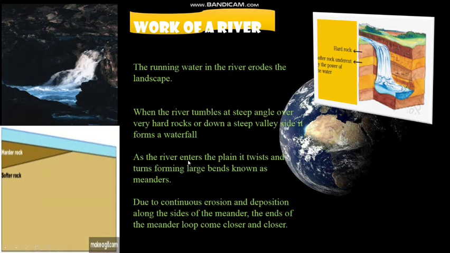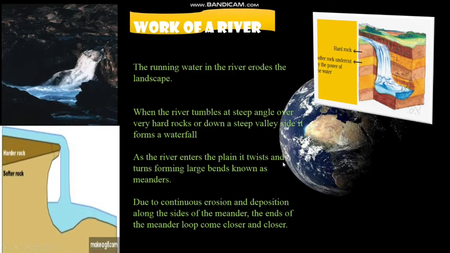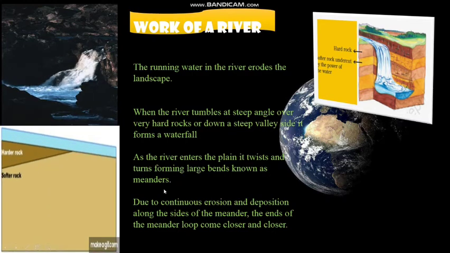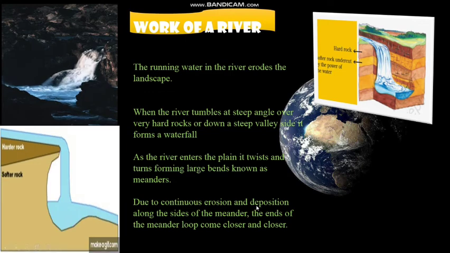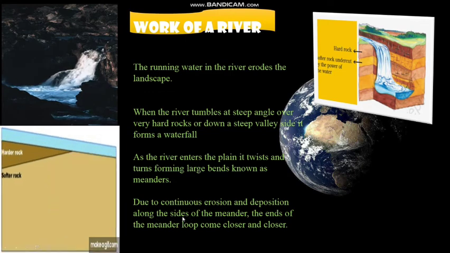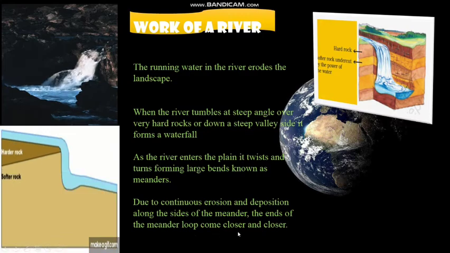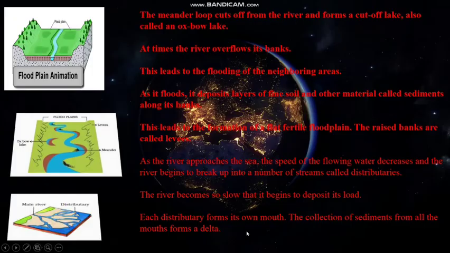a waterfall. As the river enters the plain, it twists and turns, forming large bends known as meanders. Due to continuous erosion and deposition along the sides of the meander, the ends of the meander loop come closer and closer. The meander loop cuts off from the river and forms a cut-off lake, also called an oxbow lake.